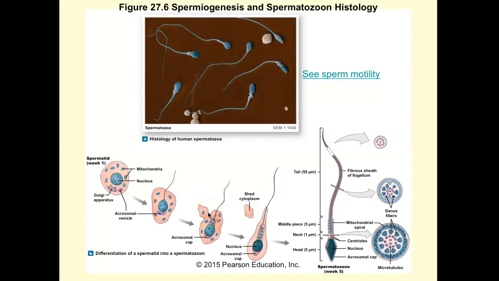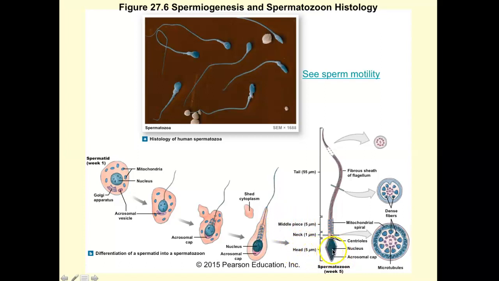Basically, the only 2 organelles that a sperm has will be the nucleus, which has the DNA, of course. And then we're going to retain the mitochondria, and the mitochondria are going to line up here in what's going to be called the middle piece. Not too exciting. The middle piece. So here's the head.